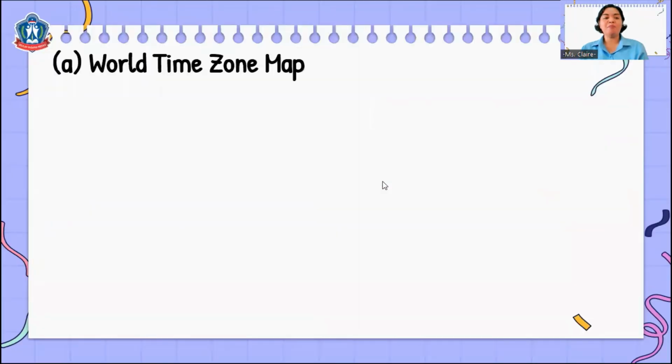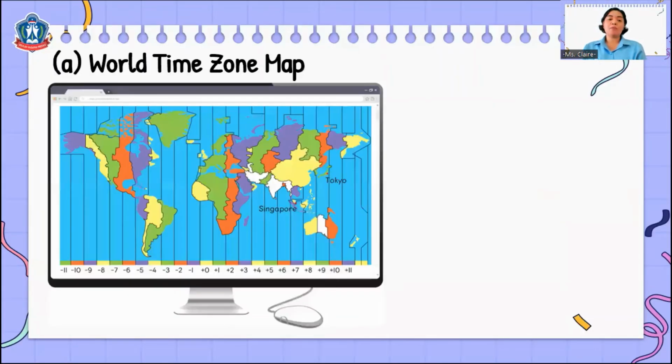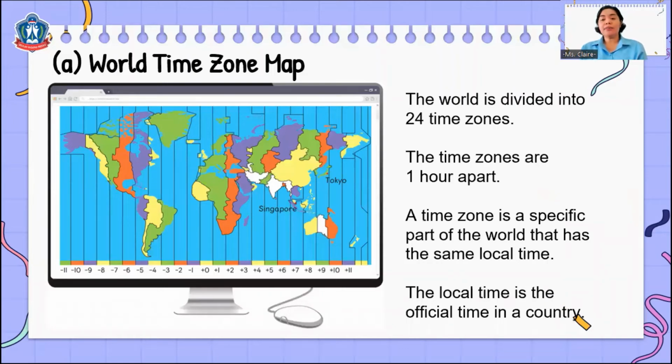Let's continue. We have the world time zone map. Take a look here. The world is divided into 24 time zones. The countries located in each time zone have a different time. The time zones are 1 hour apart. A time zone is a specific part of the world that has the same local time. The local time is the official time in a country. Just like now, we are in Jakarta, our local time is around 9 in the morning. So our official time in Jakarta, Indonesia is 9 o'clock.